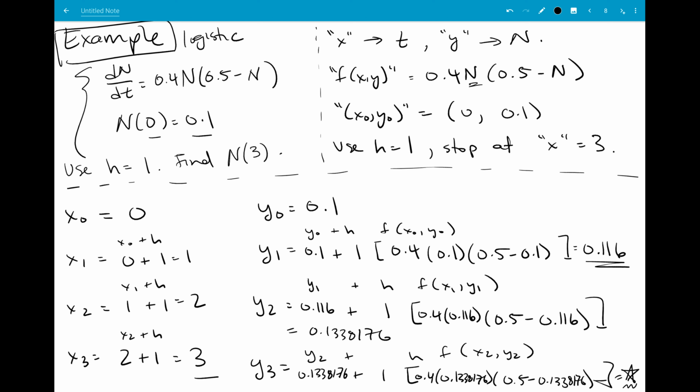And that's how this type of problem works when you do it with pen and paper. But hopefully you've noticed that this is kind of tedious.